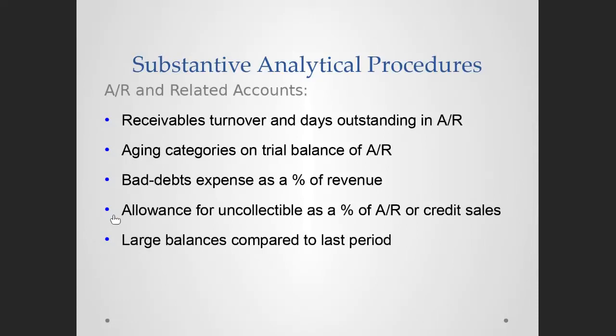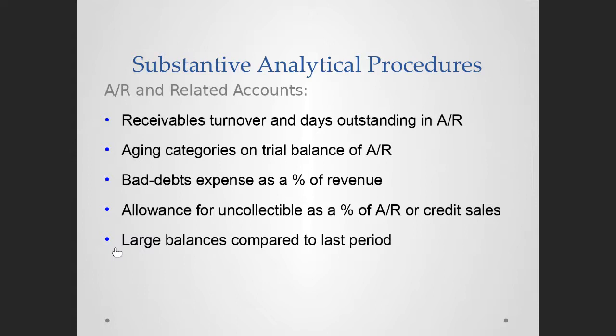So usually you're auditing the client multiple times. So you want to compare your current numbers with prior period numbers as well. And then you have the last one, large balances compared to the previous period. So if you have large balances, large bad debt expense, large accounts receivable, large allowance compared to the previous year, right? Then, and they have not opened another location, or everything else is the same, right? Then you want to make a note of this.